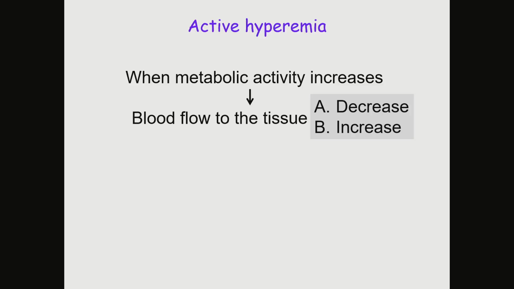Anyways, what we're going to talk about here more is these other three things. We're going to start with active hyperemia. So if you increase metabolic activity in a tissue, what do you want blood flow to do? Do you want it to increase or decrease? If I'm increasing metabolic activity, I'm using up all of my oxygen, I'm making a lot more CO2, using up all my glucose, etc. So I would want blood flow to the tissue to increase, right? To bring in more oxygen, to take away more CO2.